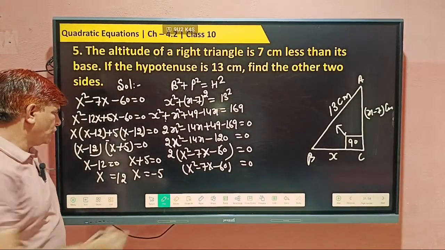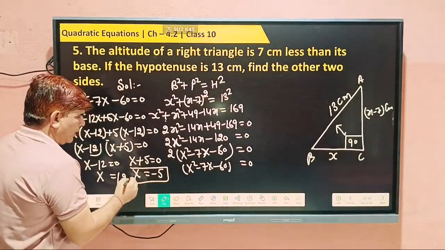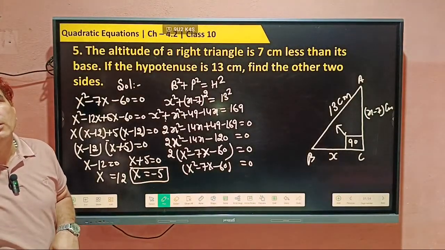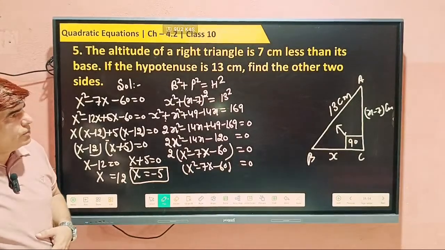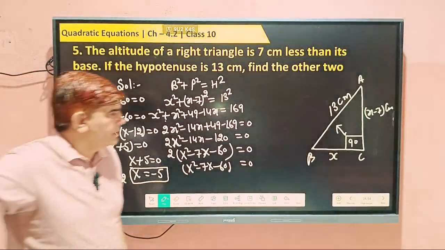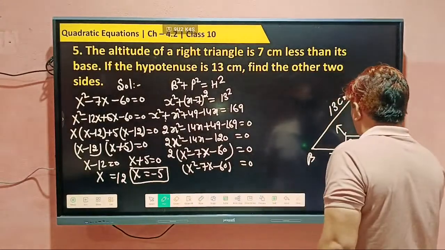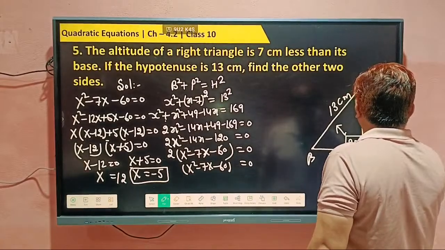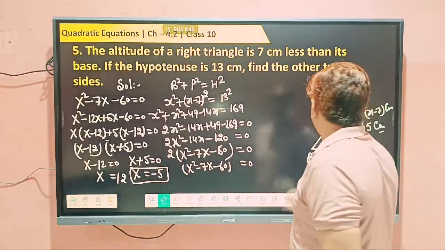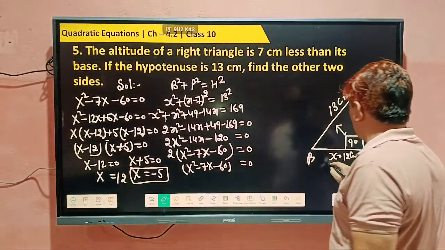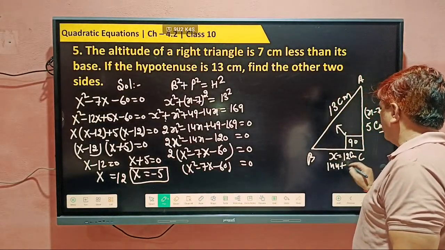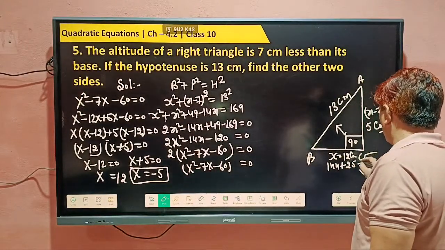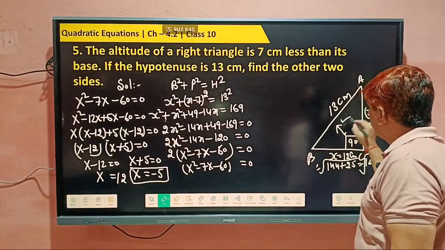And this is not your answer. Why? Because length is never negative, it is always positive. So your x is 12 centimeters. And what's 12 minus 7? This is 5 centimeters. And it satisfies this condition: 12 square is 144, 5 square is 25, which is equal to 169, which is 13 if you take the root. It means we are right.